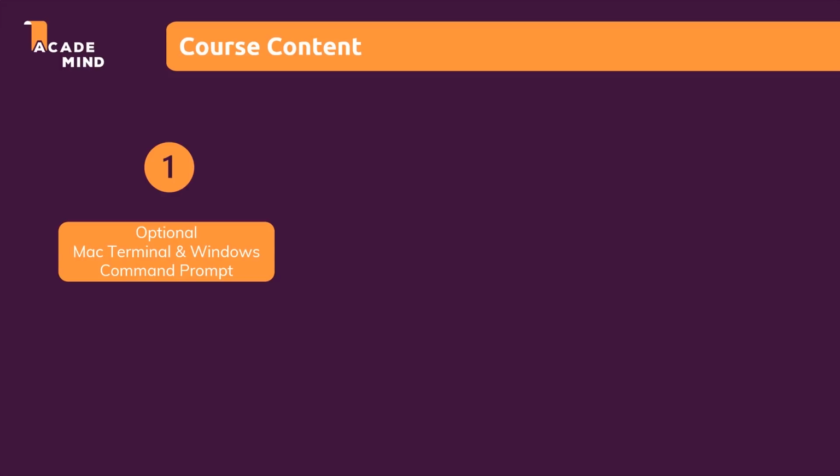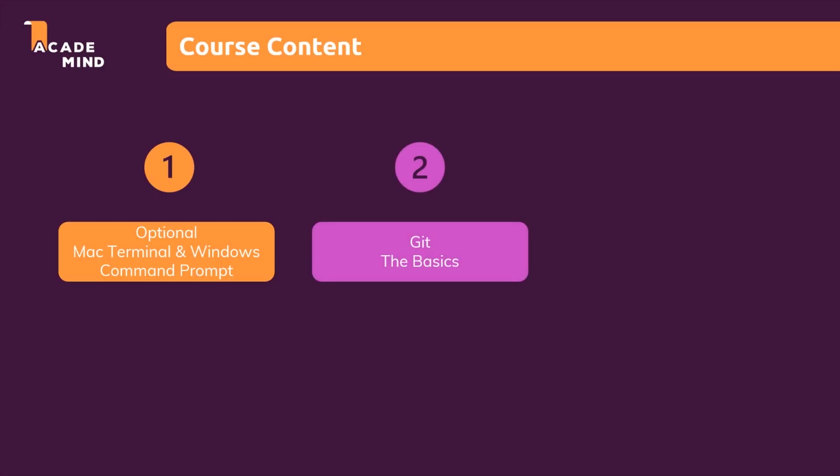Typically, we have a graphical user interface to interact with the computer with the mouse, for example, but working with Git also means working with the command line. Therefore, in this module, we make sure that you know how to use your Mac or your Windows machine with this command line. After that, we'll dive into Git and we'll get started with the basics.